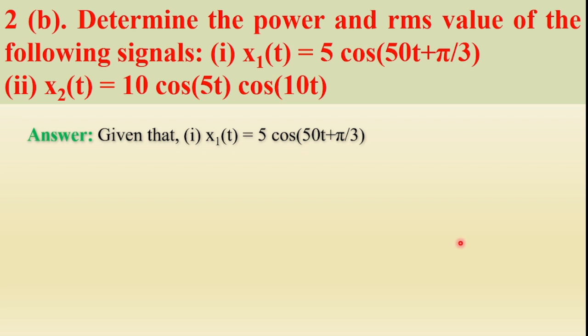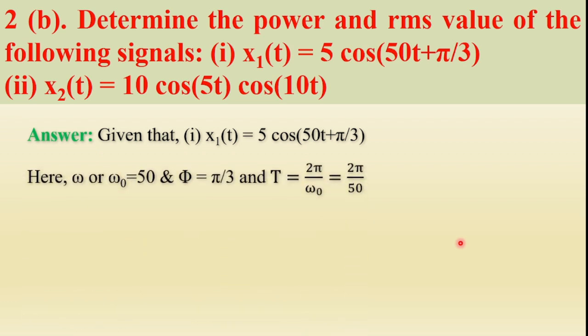Given that the signal x1 of t is 5 cos of 50t plus pi by 3, we know that the general representation of the cosine signal is A cos of omega naught t plus phi. Comparing the given signal with the standard representation, we get the angular frequency is 50 radians per second, and the phase angle is pi by 3. And we know that the fundamental time period capital T is 2 pi by omega naught. Here omega naught is 50, therefore the fundamental time period capital T is 2 pi by 50.